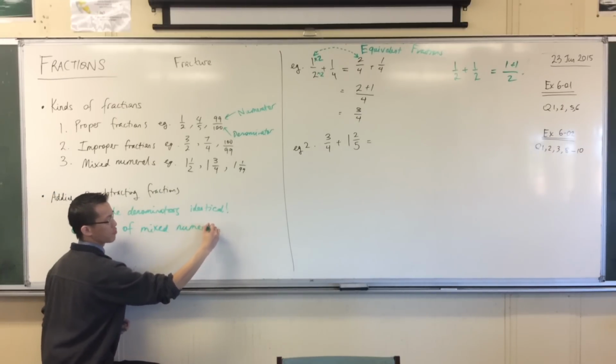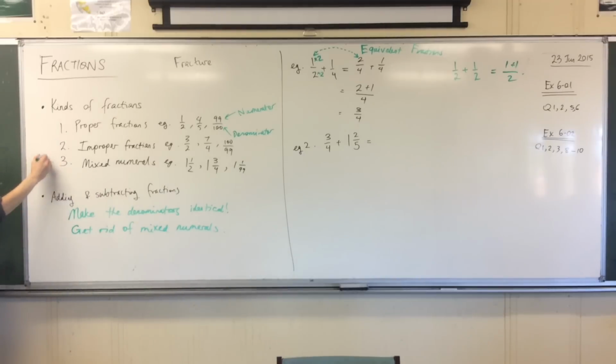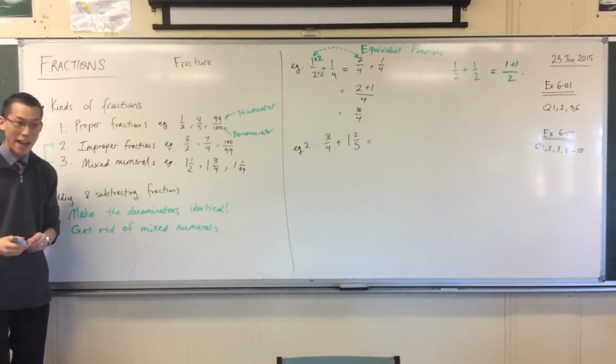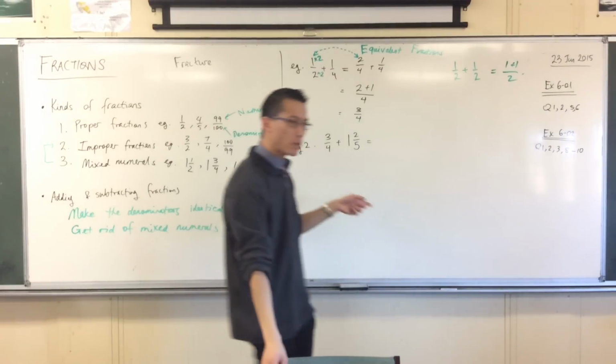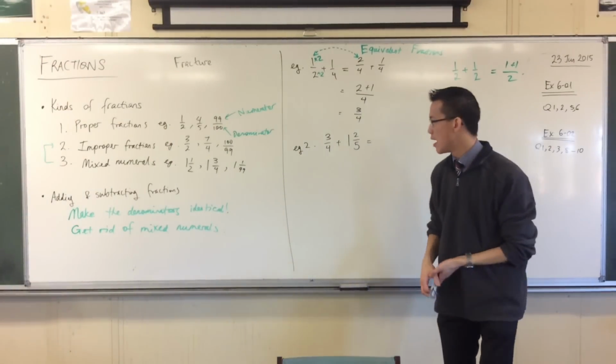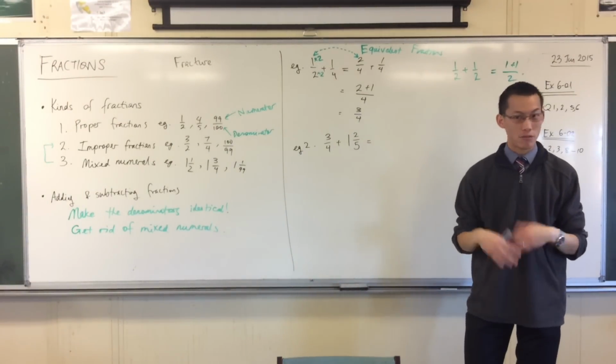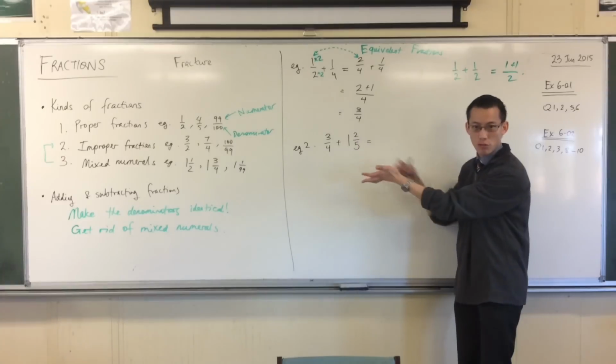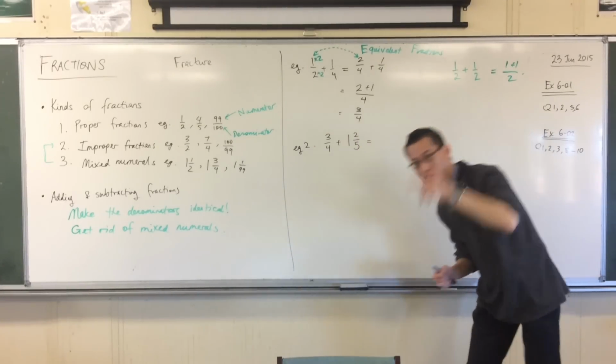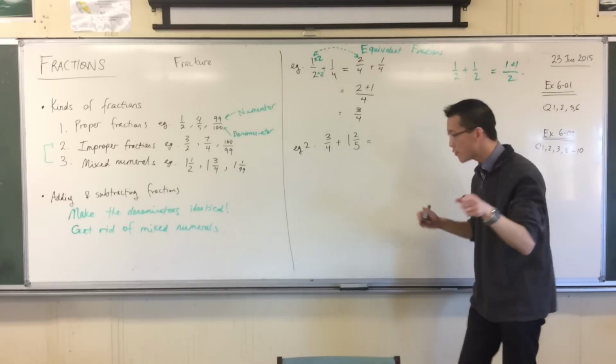Remember, mixed numerals are just another way of writing improper fractions, okay? So how would we write 1 and 2 fifths as an improper fraction rather than a mixed numeral, as it is right now? What do you reckon? Rachel, what do you think? 7 over 5.